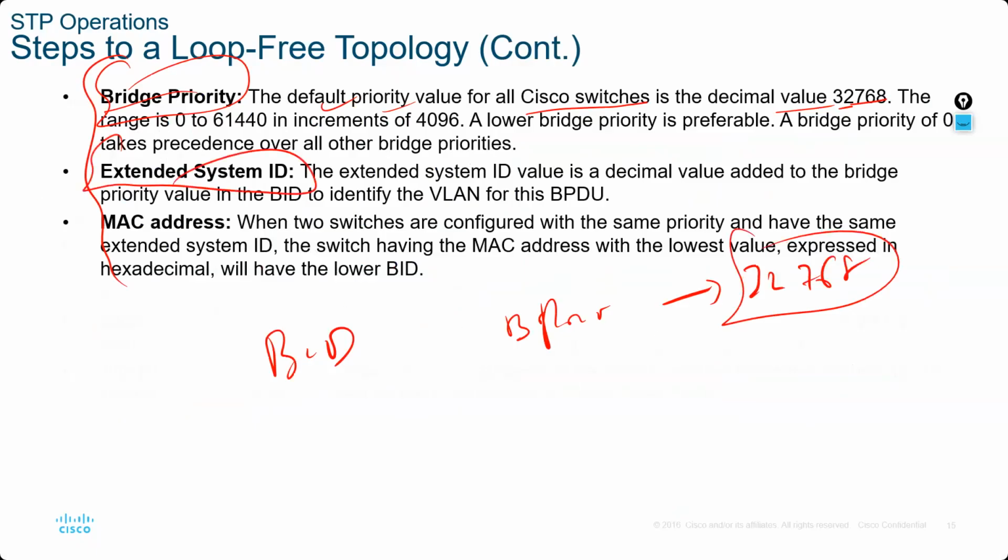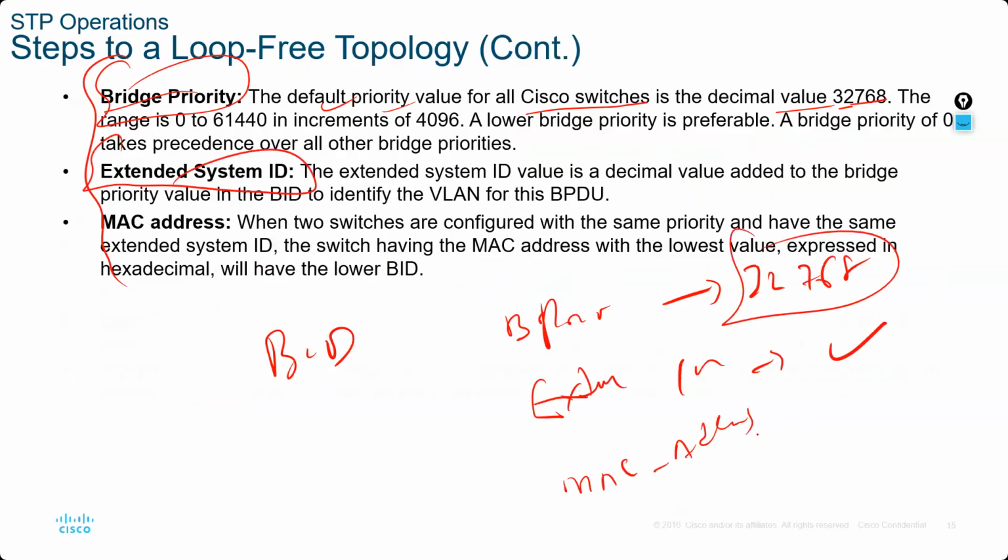Extended system ID. This points to the VLANs that you have. And by default, most of the time, they are also the same. So extended system ID is also a tie. But there is something that will never be the same on your switches: the MAC address will never be the same.